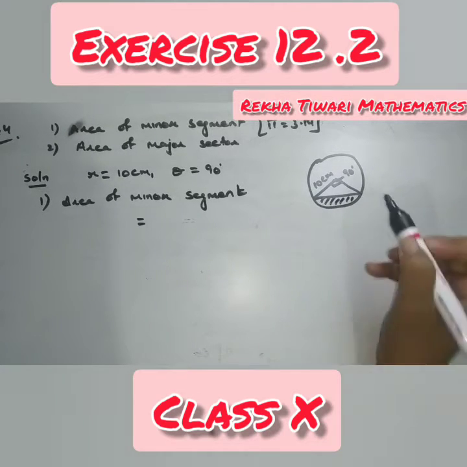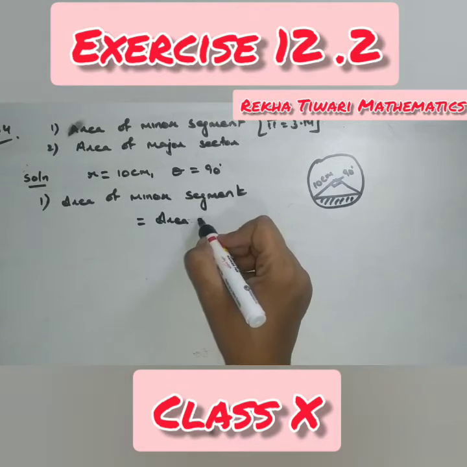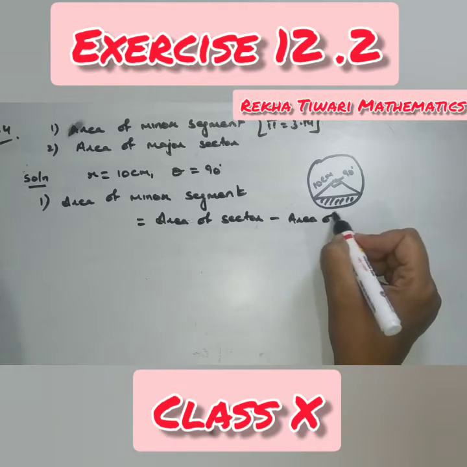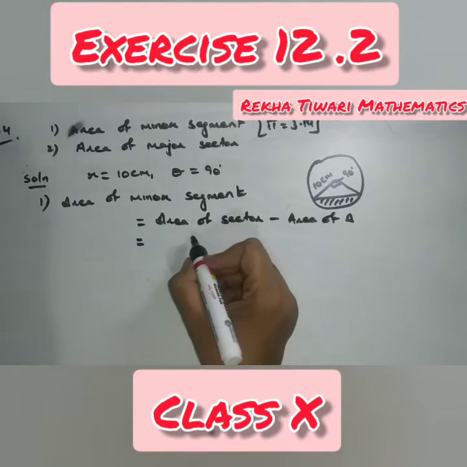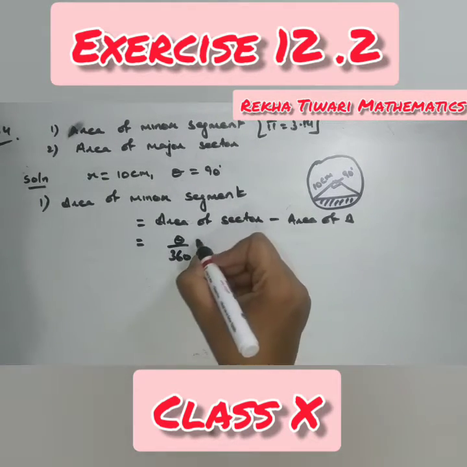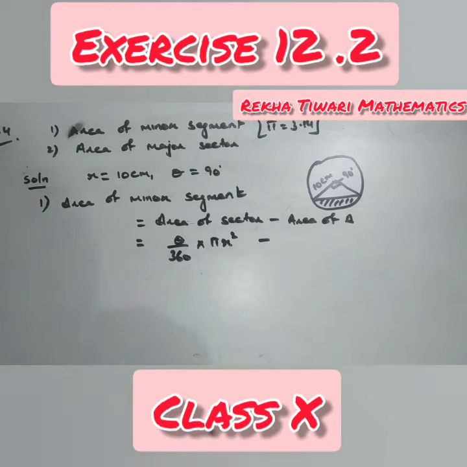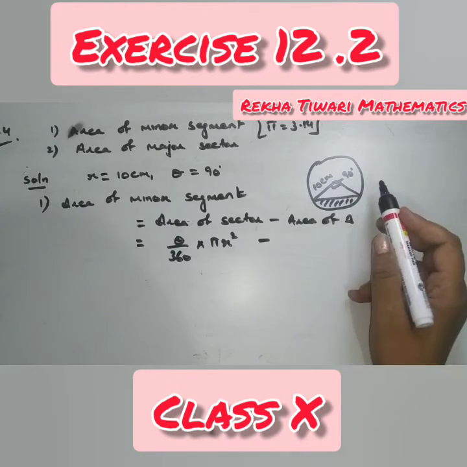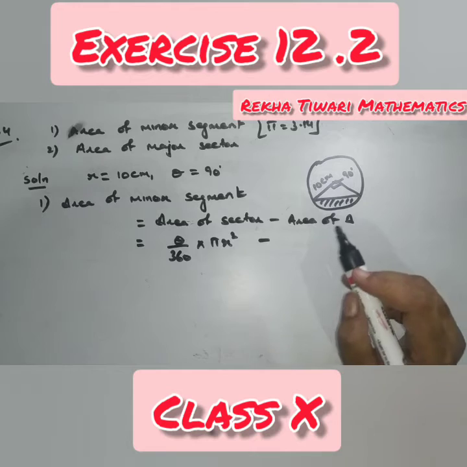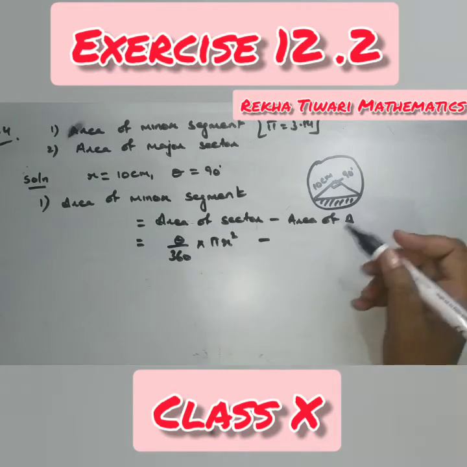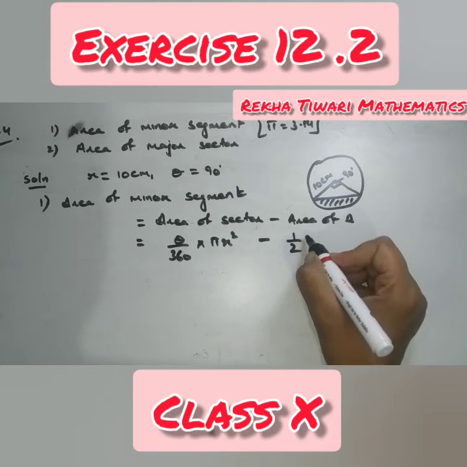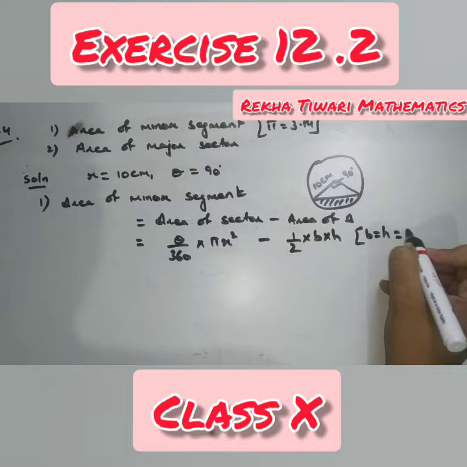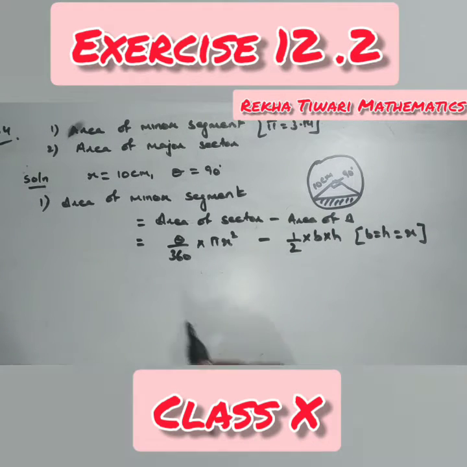Segment means this part. How will you get this part? Area of sector minus area of triangle. This is theta by 360 into pi r square minus. See, theta is 90. So I can write half base into height, or I can use the formula half r square sine theta. Sin 90 is 1. So, if theta is 90, directly use half into base into height, where base equal to height equal to radius. Base and height both are radius.